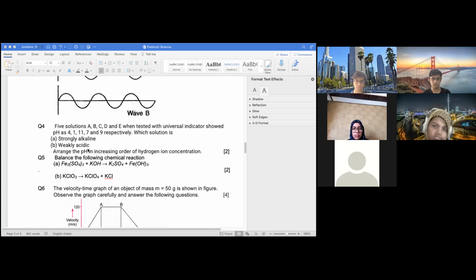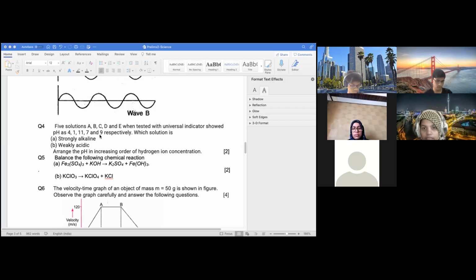And weakly acidic कौन सा होगा? Weakly acidic will be 4, which is A. So you have to mention C, A, and arrange the pH in increasing order of hydrogen ion concentration. Okay, so increasing order means जितना ज़्यादा hydrogen ion concentration है उतना highly acidic है, right? Understood that? And base में lesser hydrogen ion concentration है.